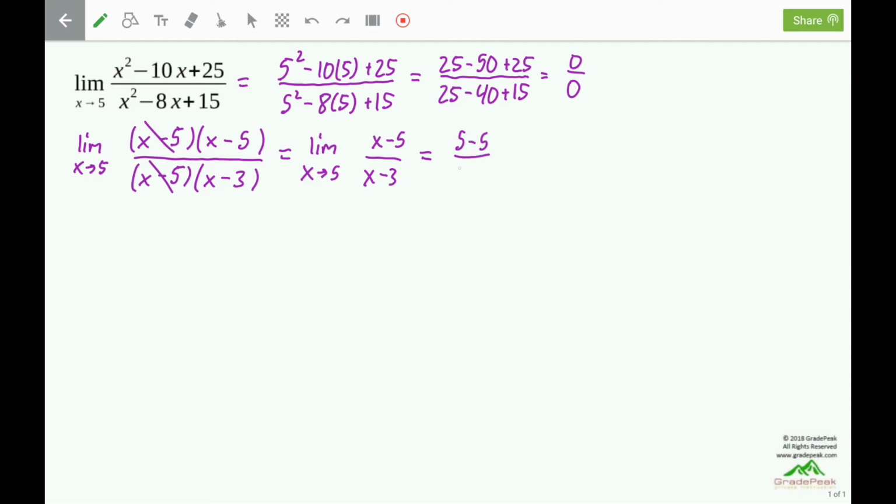And that will give me 5 minus 5 over 5 minus 3. 5 minus 5 is a 0. 5 minus 3 is a 2. 0 divided by any non-zero number is equal to 0.